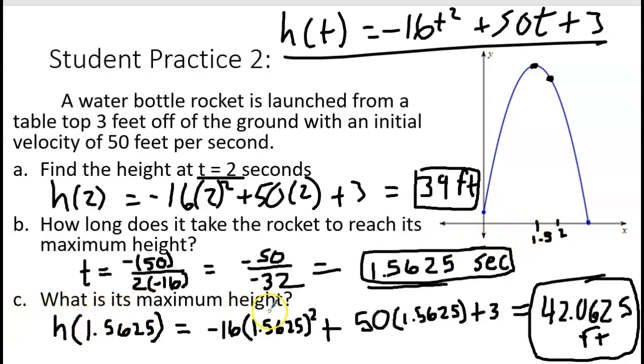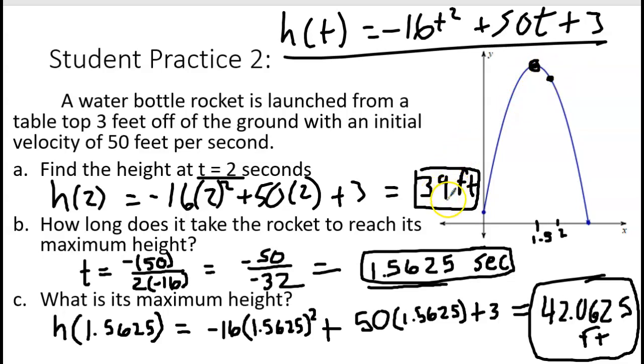The last part here, maximum height, we plug in our time value from part B into the H function and calculate it. I end up with 42 feet, which makes sense. It should be a little bit higher than the answer from part A, because in part A, the bullet's already reached its max height and then it started to come back down a little bit.